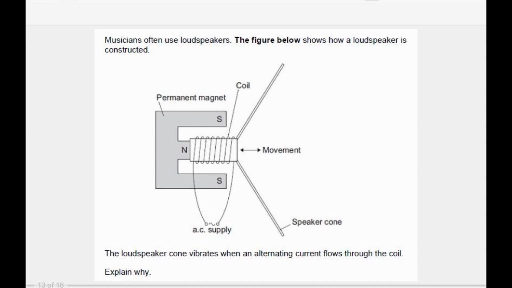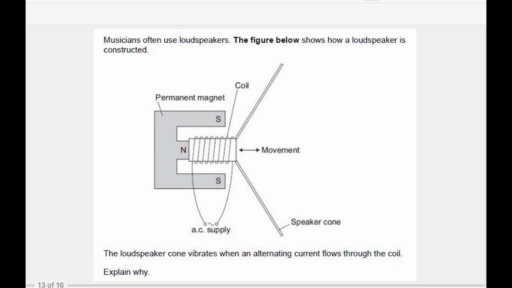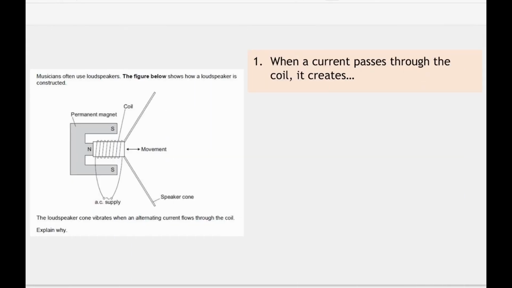Here we have a loudspeaker, and a question has asked us why the cone vibrates when an alternating current flows through the coil. If you would like to try this question on your own, please pause the video now. Right, we will start our answer by talking about the alternating current that is flowing through the coil. When the current passes through the coil, it creates a magnetic field.